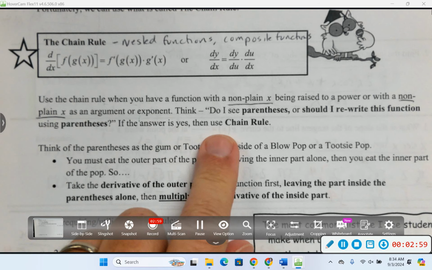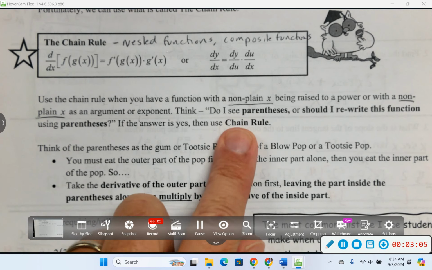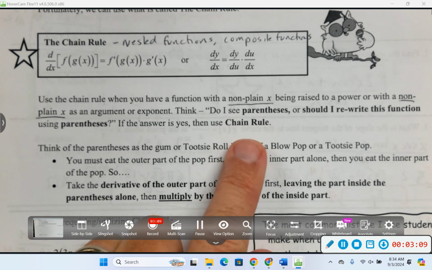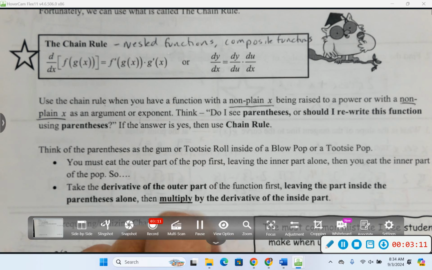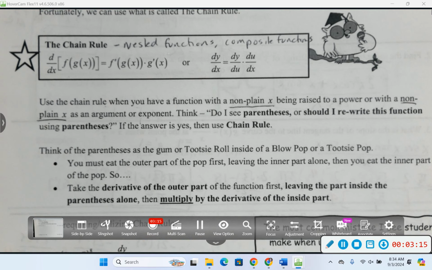I guess the hardest part of the chain rule is recognizing when to use it, at least initially. After you get going, you'll do it automatically. But for now, do you see parentheses? Or could there be parentheses? If the answer is yes, then you've got a chain rule problem.